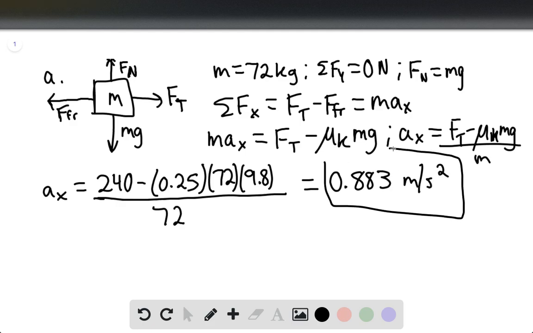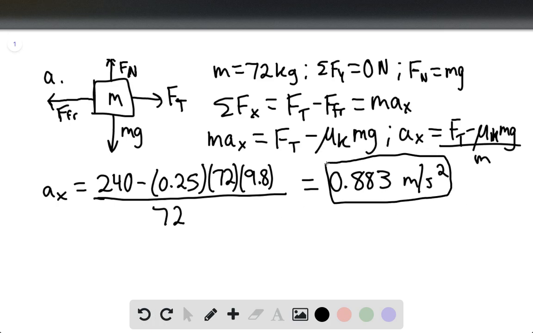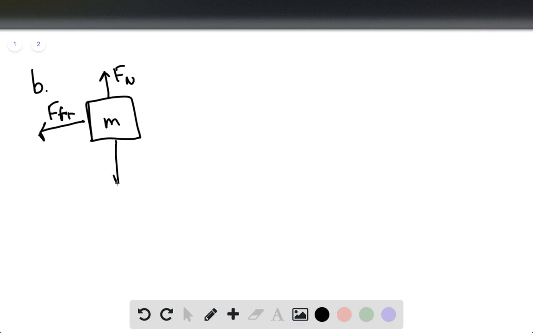So this would be the acceleration if the force tension was perfectly horizontal to the x-axis, so perfectly parallel with the x-axis, and not at an angle. So part B is where it's at an angle. In part B, we have a mass, F N, force of friction always opposite of motion, mg always straight down, and then here we have force tension, but it's at an angle theta.